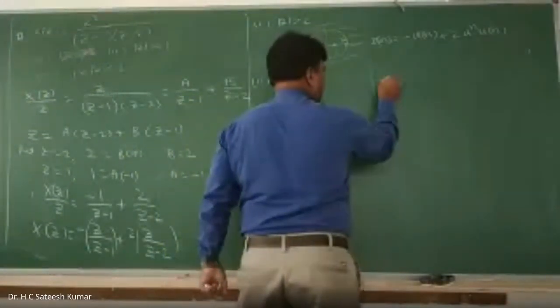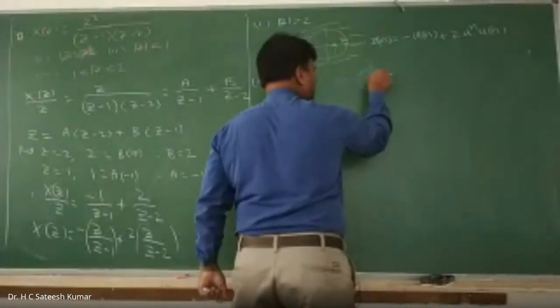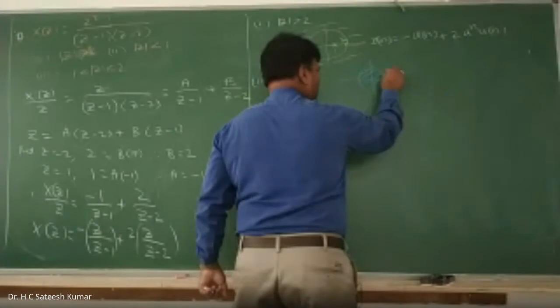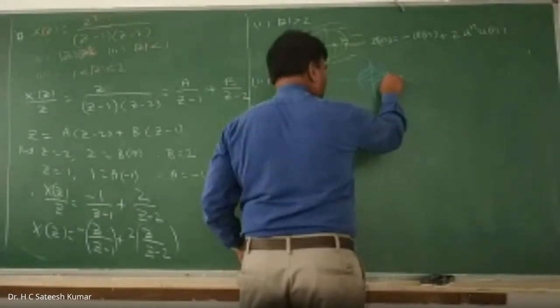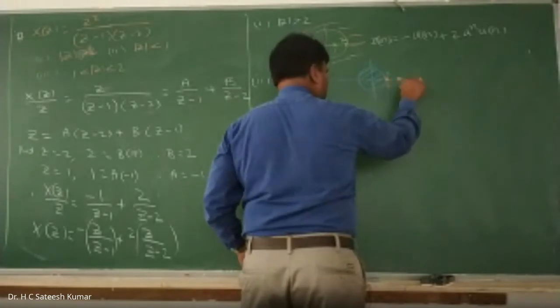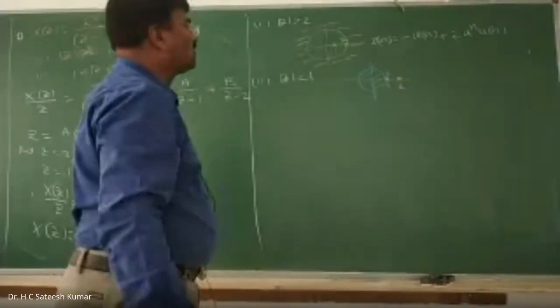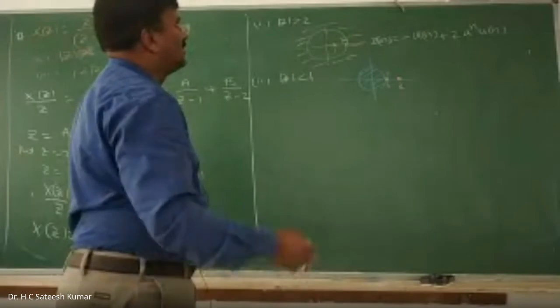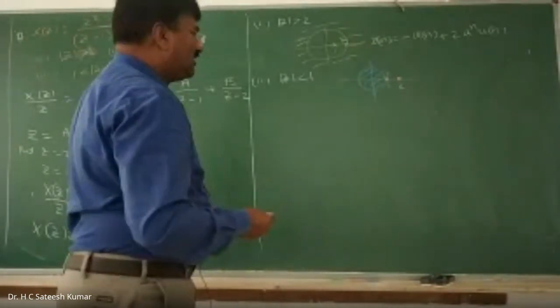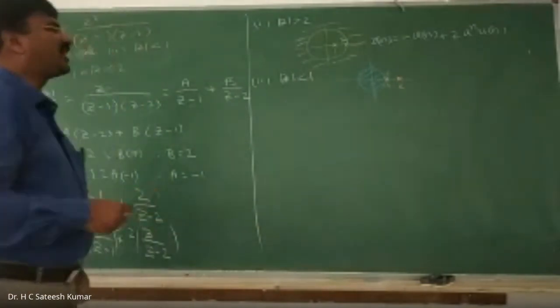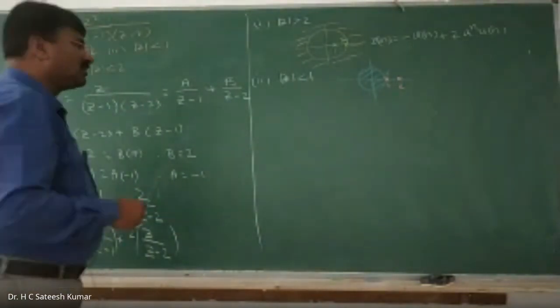Mod Z less than 1 means inside 1. Here, the poles are at 1 and 2. If the pole radius is greater than the ROC, it leads to a left-handed sequence. It leads to a left-handed sequence.